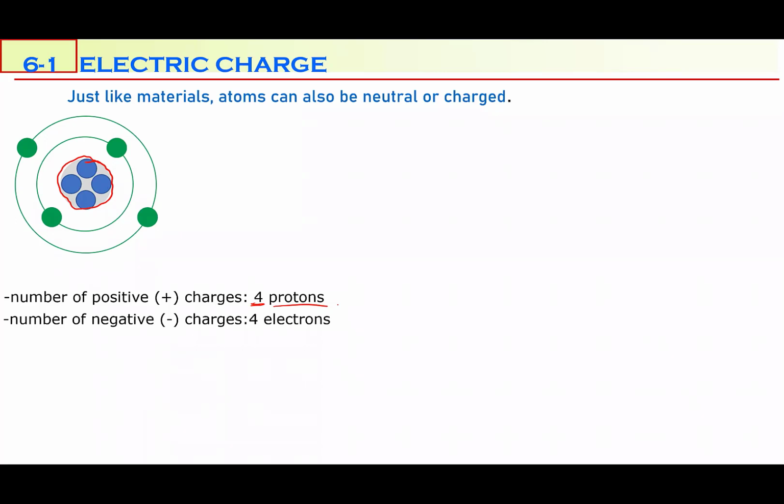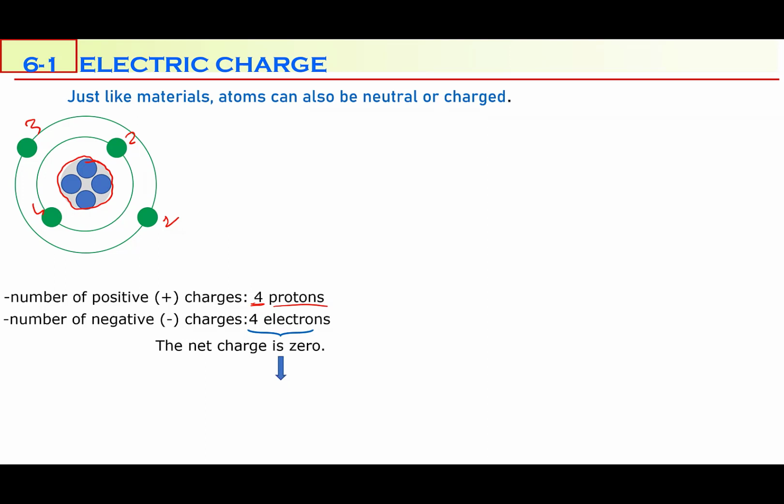This is the nucleus of the atom. Inside the nucleus, there are 4 protons. But around the nucleus of the atom, there are 4 electrons as well: 1, 2, 3, and 4. So the number of negative charges is also 4, and the number of positive charges is also 4. This means the number of positive and negative charges is equal. This atom, in chemistry or also in physics, is called a neutral atom. It doesn't tend to be positive or negative. It's just in a neutral state. The net charge of this atom is 0.